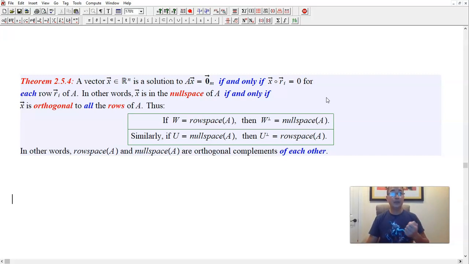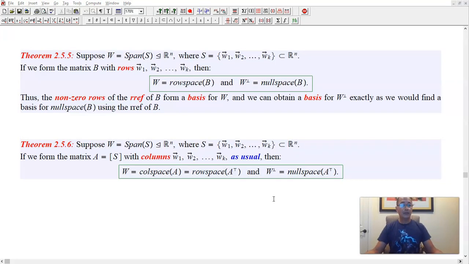So if W is the row space of A, then W perp must be the null space of A. And similarly, let's turn it around. If U is the null space of A, then U perp is the row space of A. So in other words, the row space and the null space of our matrix A are orthogonal complements of each other. So we are now ready to generalize what we saw in our last example.